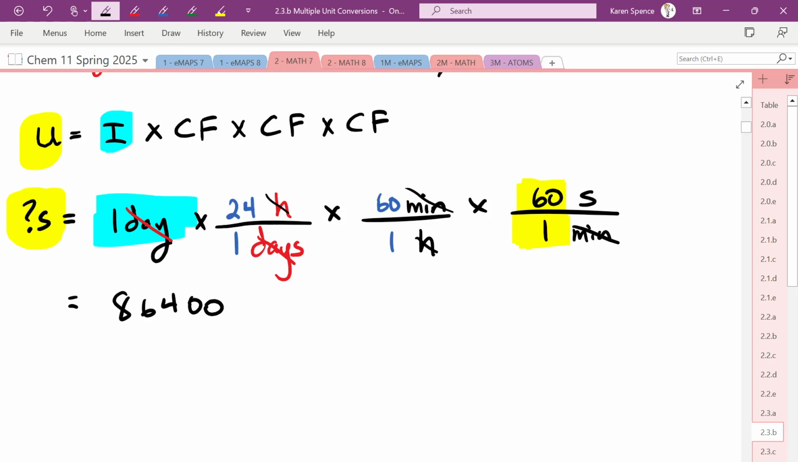Now, we're not going to worry about sig figs for this one because we're talking about an exact day. If I give you an exact day, how many seconds are in it? If I give you an hour, how many seconds are in it? So this would have infinite sig figs, just like that has infinite. 1 day has infinite sig figs, okay?